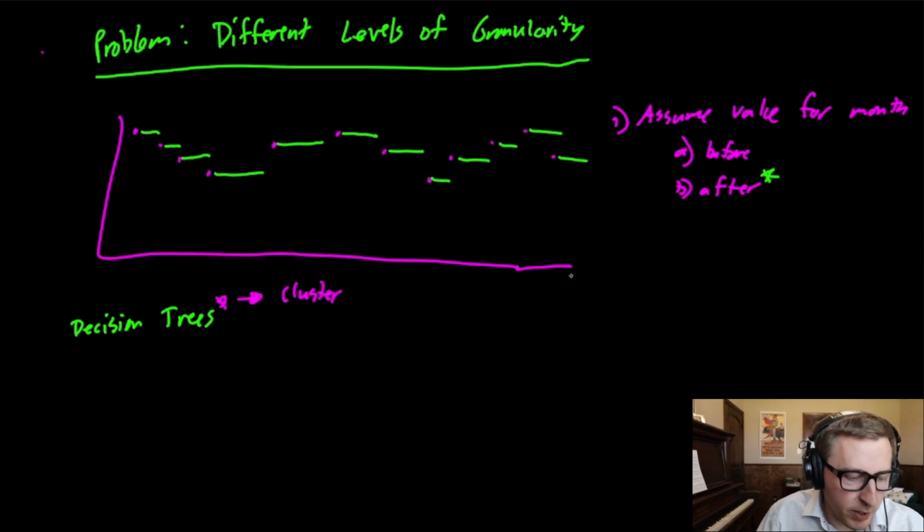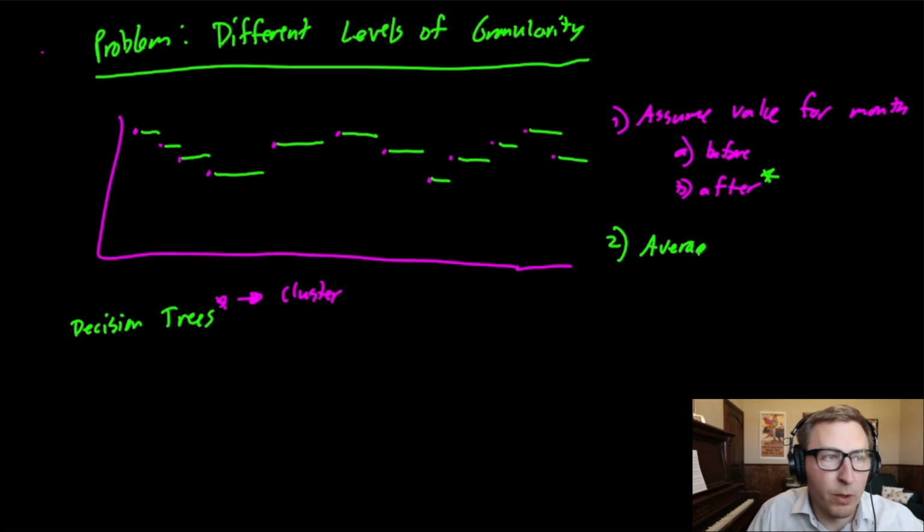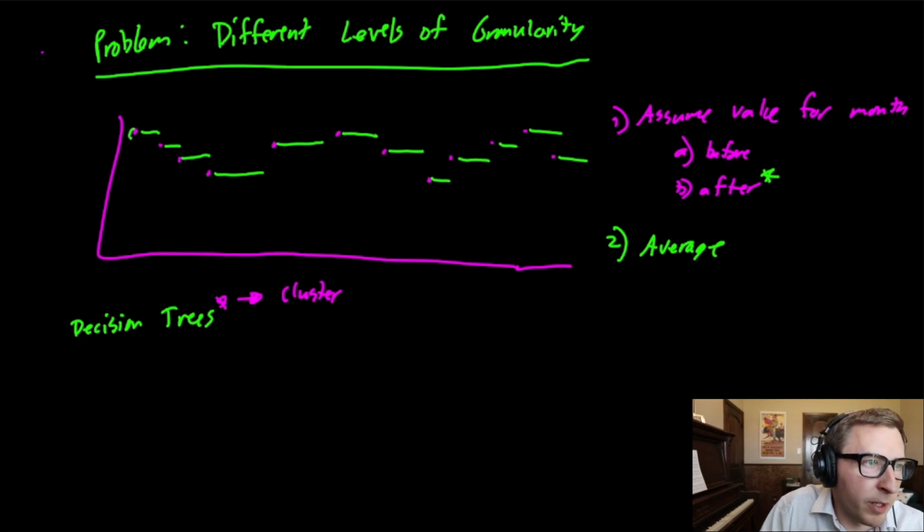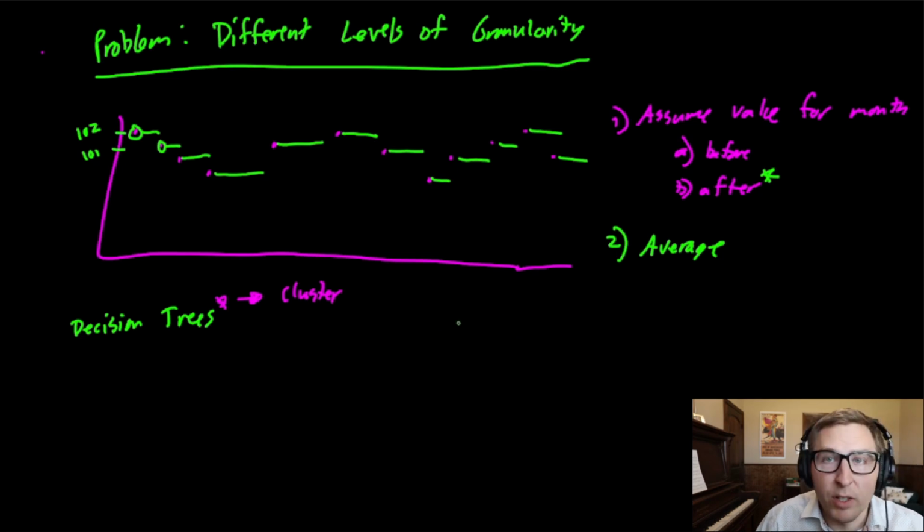Now, the second approach we could take, which is what they teach you a lot in data science, is you could do some sort of average here. So, we could do the average. I think this is a better approach. So we would take this point here and this point here. And let's say, I don't know, this is like, say, $102. And this next one is $101 right here. And we would just take an average between the points.